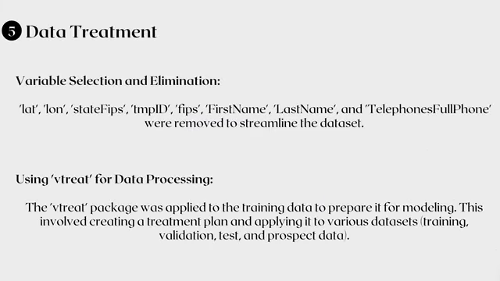Data treatment. Variable selection and elimination. The reason for this is to remove unnecessary columns, such as LAT, state FIPS, TMP-ID, and so on, to simplify and optimize the dataset. Using vtreat for data processing. To apply the vtreat package to process the data, which creates a treatment plan and ensures consistent data treatment across various datasets, such as training, validation, test, and prospect data.